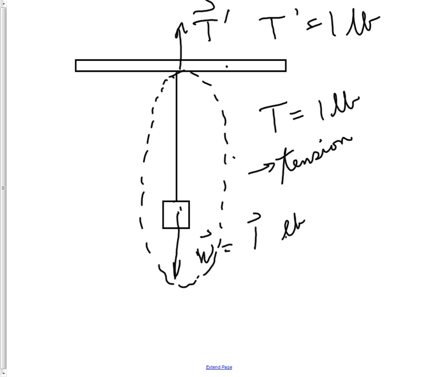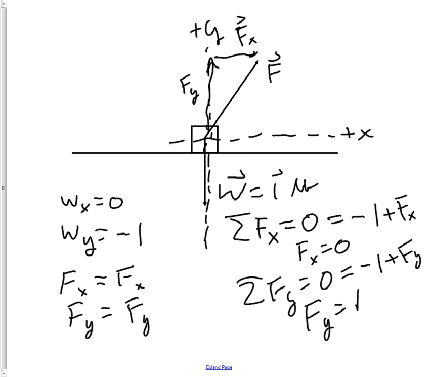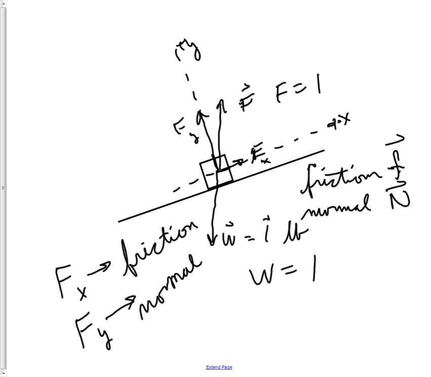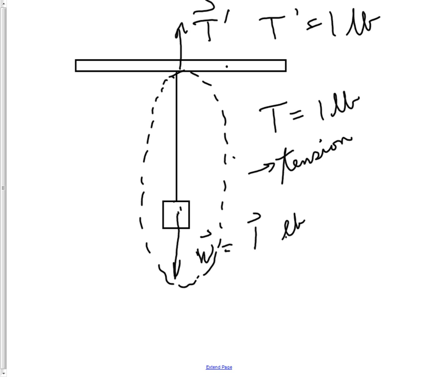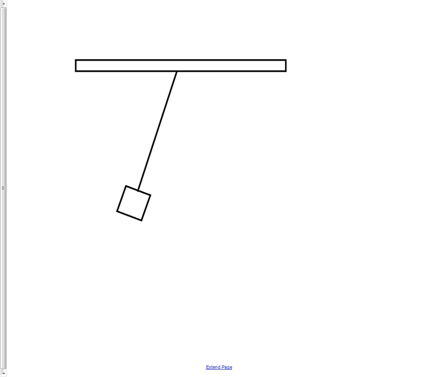Now let me remind you what we did back here. We had the guy on the horizontal table, and then we tilted the table. So I'm going to do the same thing now for this problem. I'm going to say, let's tilt the string. And now I'm going to tell you that this thing is in equilibrium, and I'm going to ask you to solve for what the force that the string exerts on the weight is.